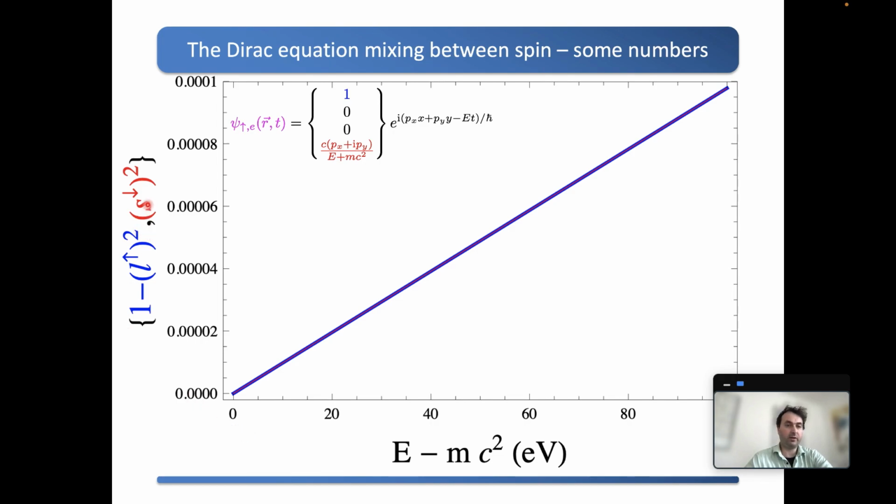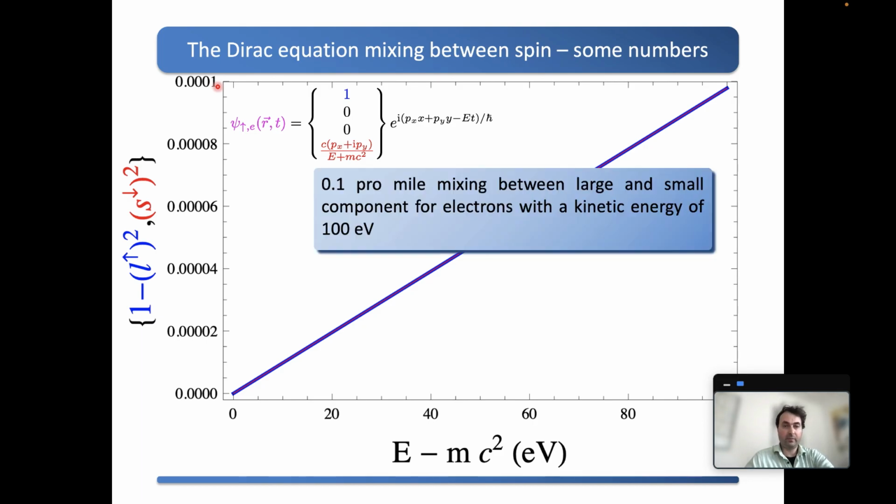If we zoom in and look at the small component, or 1 minus the large component, then you see that they are basically the same. I look at the squares of them, such that the sum of them is 1, and the small component is less than 0.1 promille of the large component in its norm squared, up to kinetic energies of 100 electron volt. That, of course, asks for perturbation theory. Because for the energies that we have in the daily world around us, the Dirac equation basically shows that we have a large component which is large and a small component that we should be able to treat perturbatively.